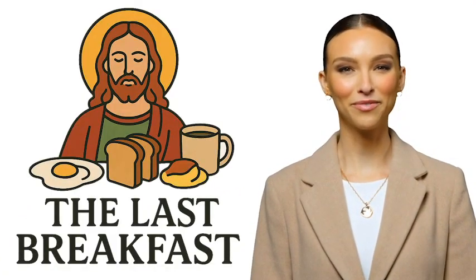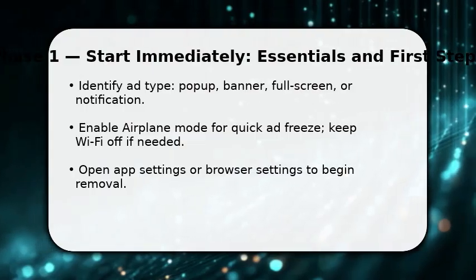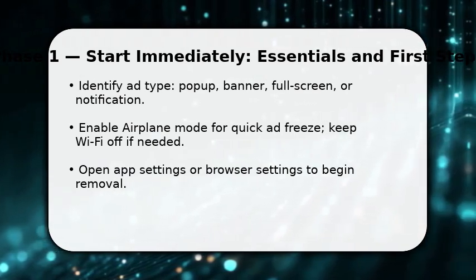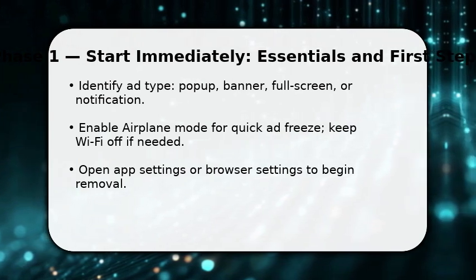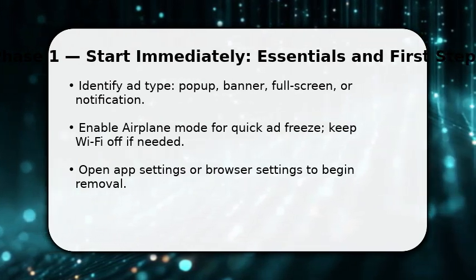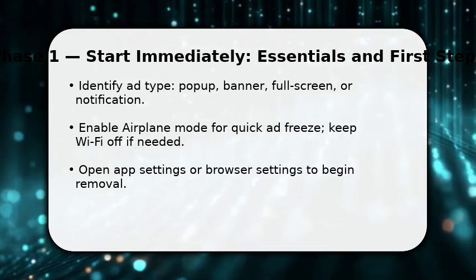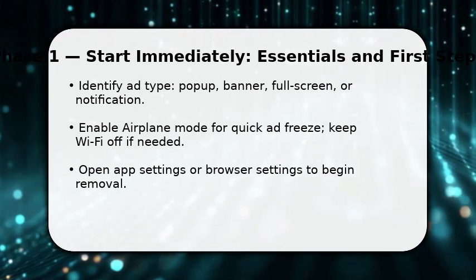You begin by identifying the ad type, pop-up, banner, full screen, or persistent notification, because the fix depends on it. Once done, put the phone in airplane mode to stop new network requests, make sure Wi-Fi is off if you want a clean snapshot, and then open the app or browser showing the ad.